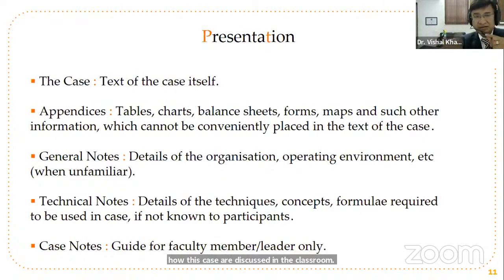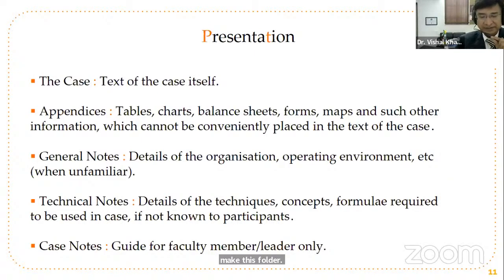So it is very, very important before publication, my dear faculty fraternity. When we talk about presentation, these are certain things you are required to have with the case itself. Then the different exhibits, like tables, charts, balance sheets, forms, maps, and such other information which cannot be conveniently placed in the text of the case.